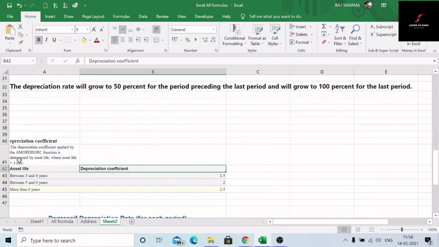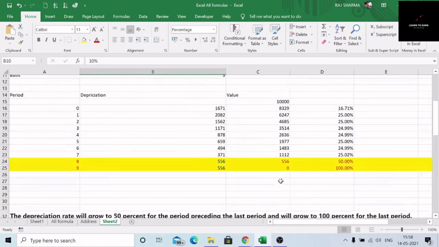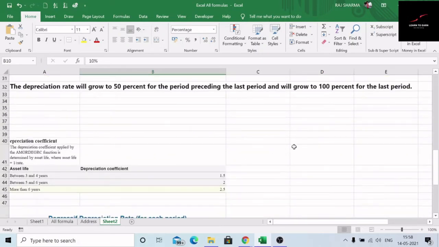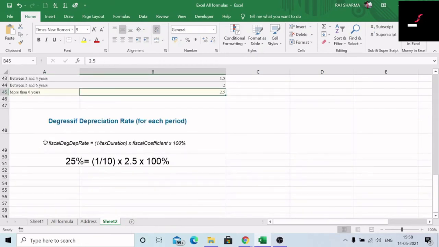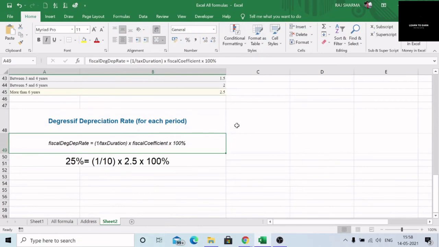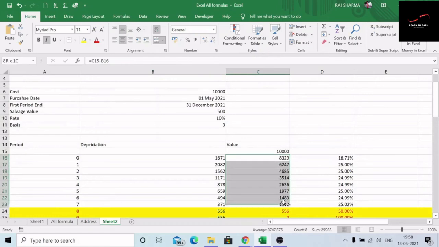Asset life will be worked out by 1 by rate. So we have taken a rate of 10%, so 1 by 10, correct? So my asset life will also be 10 years. That's what we have taken. So the depreciation coefficient which we have to charge is 2.5. Then we have to use this formula to arrive at the depreciation rate using what we can say the written down value method.